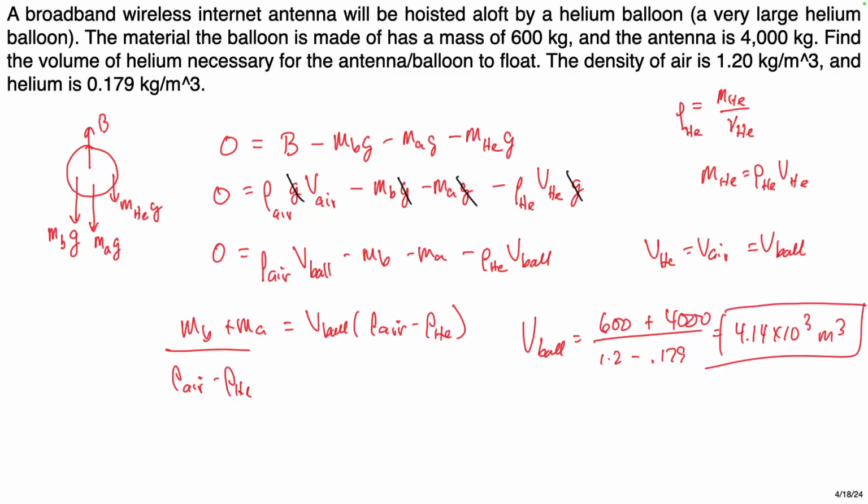Okay, so 4,000 cubic meters. This room is approximately 10 meters by 10 meters by 3 meters. So this room is about 300 cubic meters. The balloon needs to be 4,000 cubic meters, or about 13 times bigger than this room. Wow. Yeah.